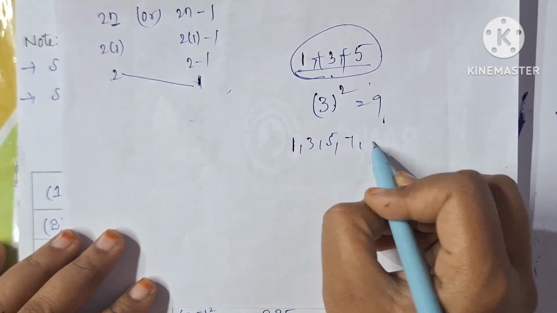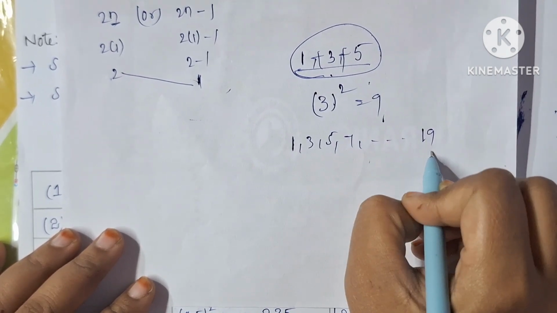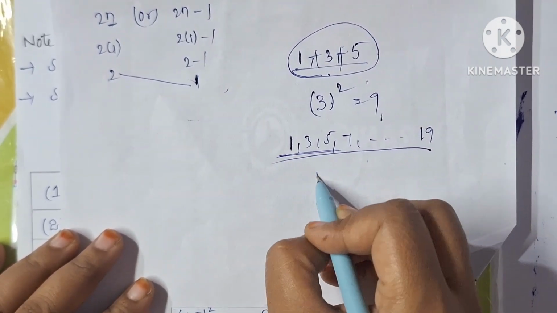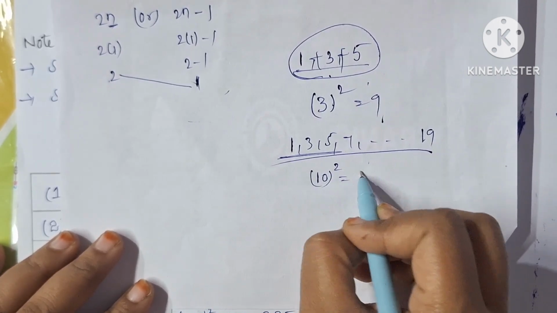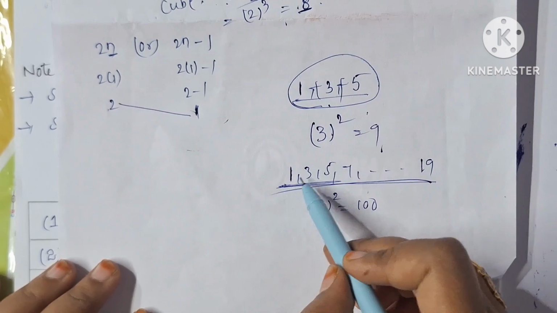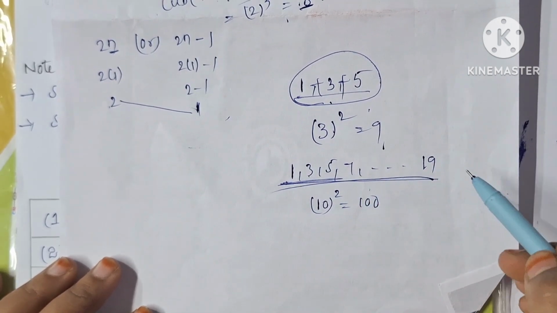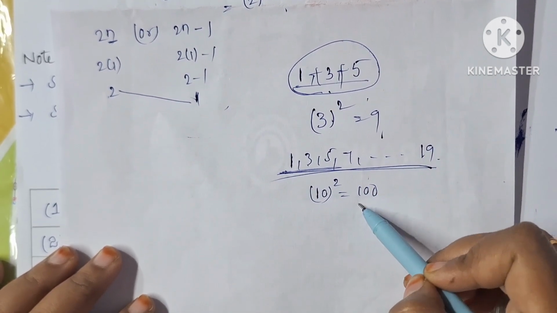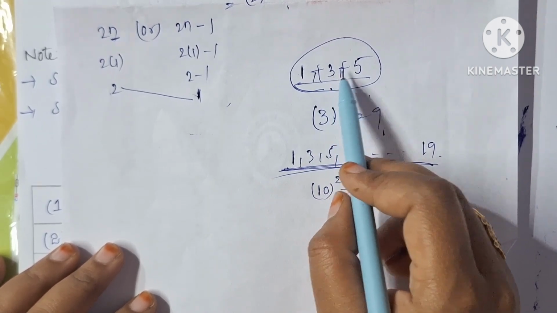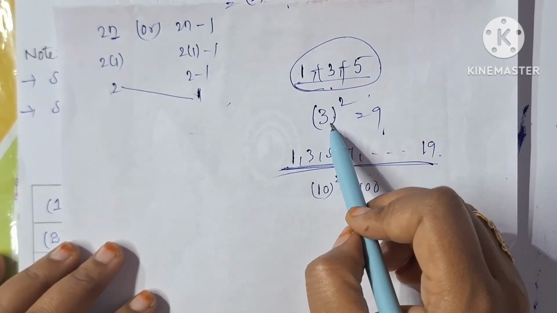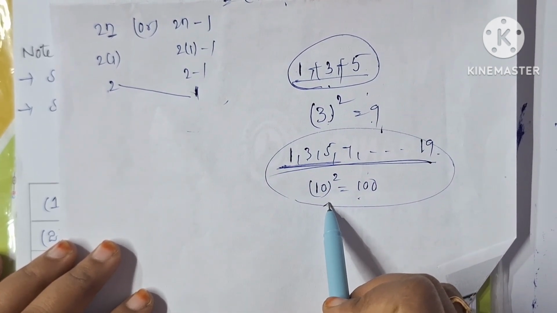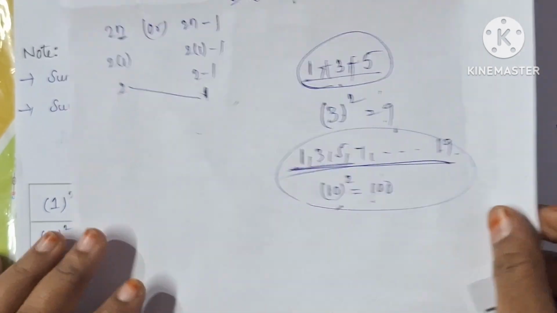If you take 10 odd numbers, 1, 3, 5, 7, so on up to 19, how many odd numbers are there here? 10 odd numbers. So what is their sum? 10 whole square is equal to 100. So even if you add 1 plus 3 plus 5 plus 7 and so on up to 19, you are going to get 100, obviously. See, you can check here. 1 plus 3, 4. 4 plus 5, 9. Obviously 3 square is also 9. So this is the shortcut method to find the sum of the first n odd numbers.